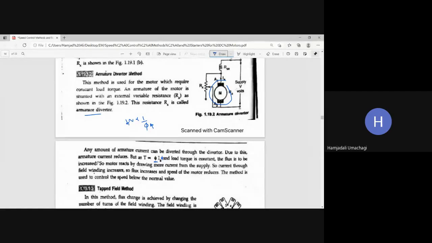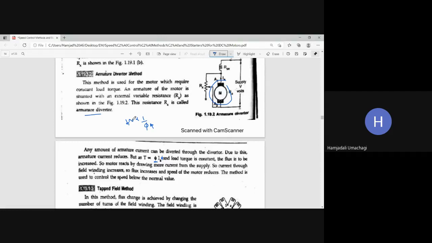So the flux is increased. So the motor reacts by drawing more current from the supply. In order to maintain the constant load torque, the motor will draw more current from the power supply. So current through the field winding increases, so flux increases. In order to support that load, the motor will draw more current, and because of that, the flux keeps on increasing.